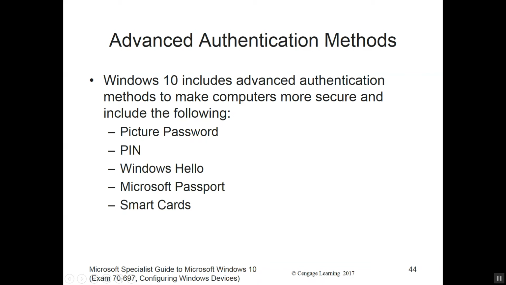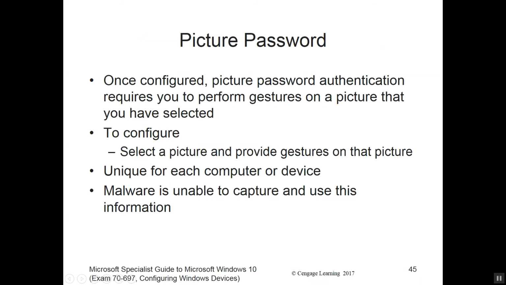Now, we've got different authentication methods that are in Win 10, and we talked about them a couple of chapters ago. We've got Picture Password, PIN, Windows Hello, Microsoft Passport, and Smart Cards. Once configured, Picture Password authentication requires you to perform gestures on a picture that you selected. Now, to configure it, you select a picture and provide gestures on that picture. It's unique for each computer device. Malware cannot capture or use this information.